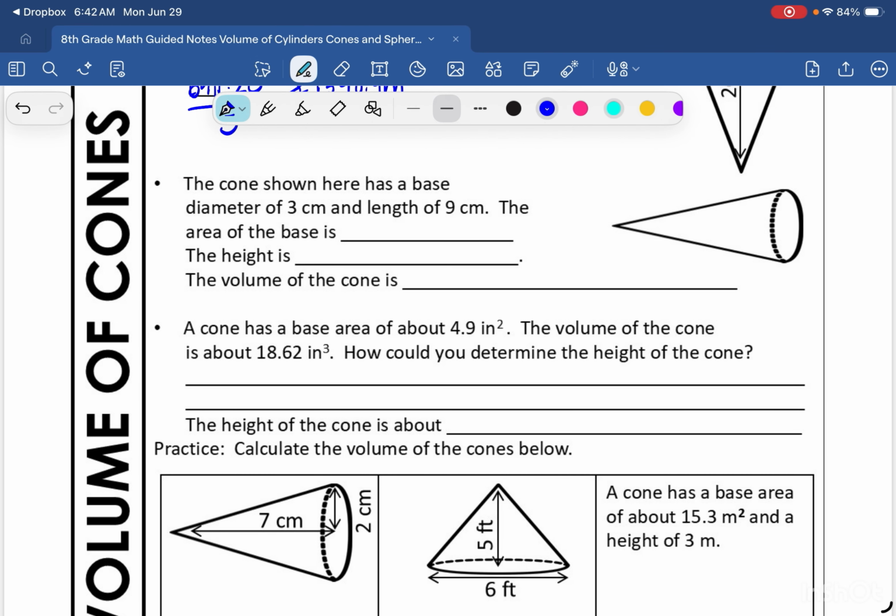The cone shown here has a base diameter of 3 centimeters. Again, I like to label if I can. So the base diameter is 3 centimeters and the length right here is 9.